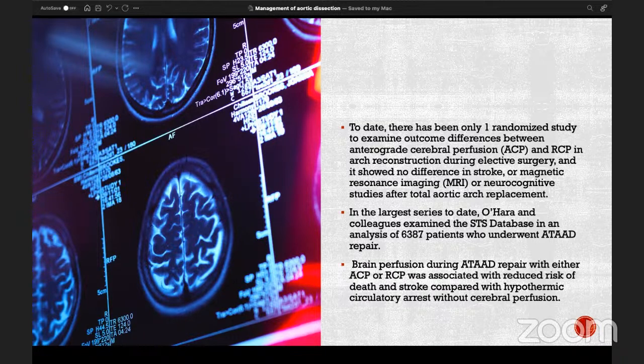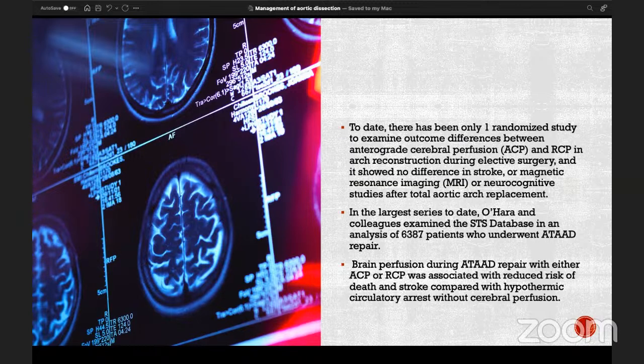Another large series by O'Hara and colleagues examined the STS database of around 6,400 patients, and the utilization of both techniques was compared. There was reduced risk of death and stroke when comparing hypothermic circulatory arrest with cerebral perfusion to that without. So utilizing cerebral perfusion had more benefit in reducing death and stroke compared with straight hypothermia without cerebral perfusion.